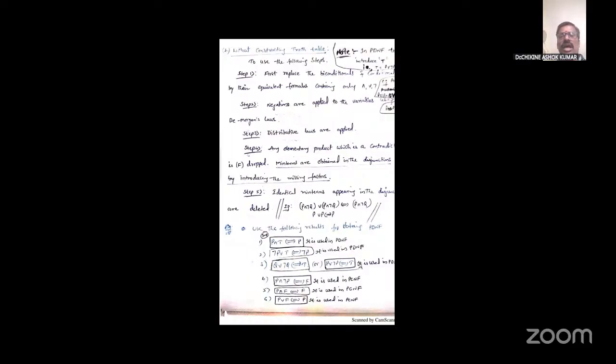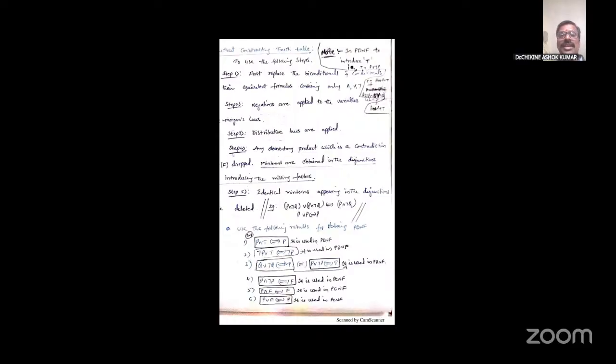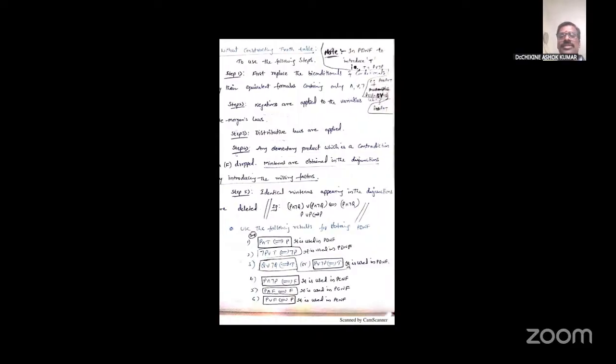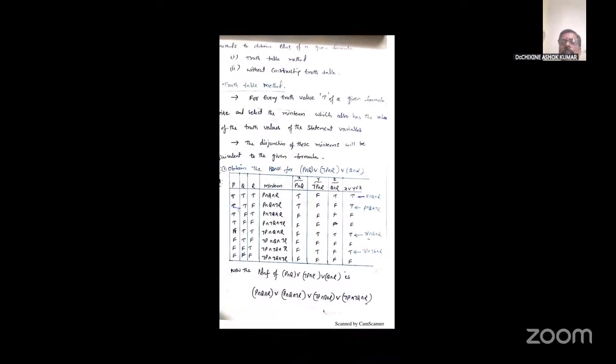Next, the fourth step: any elementary product which is a contradiction, that is F, we have to drop it. Here, in the previous truth table also, I took only the T column values. I removed all F, so I wrote only the combinations of T. That is the meaning of this. So if any elementary product is a contradiction F, simply we can drop it.